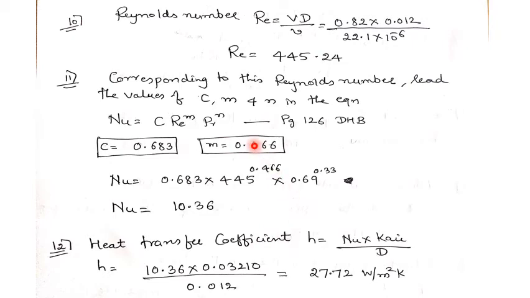Next we will calculate the heat transfer coefficient. So this N value is already given in the data handbook, that is 0.33 only. So heat transfer coefficient H is given by the formula Nu into thermal conductivity of air divided by diameter. So H is calculated as 27.72 watt per meter square Kelvin.